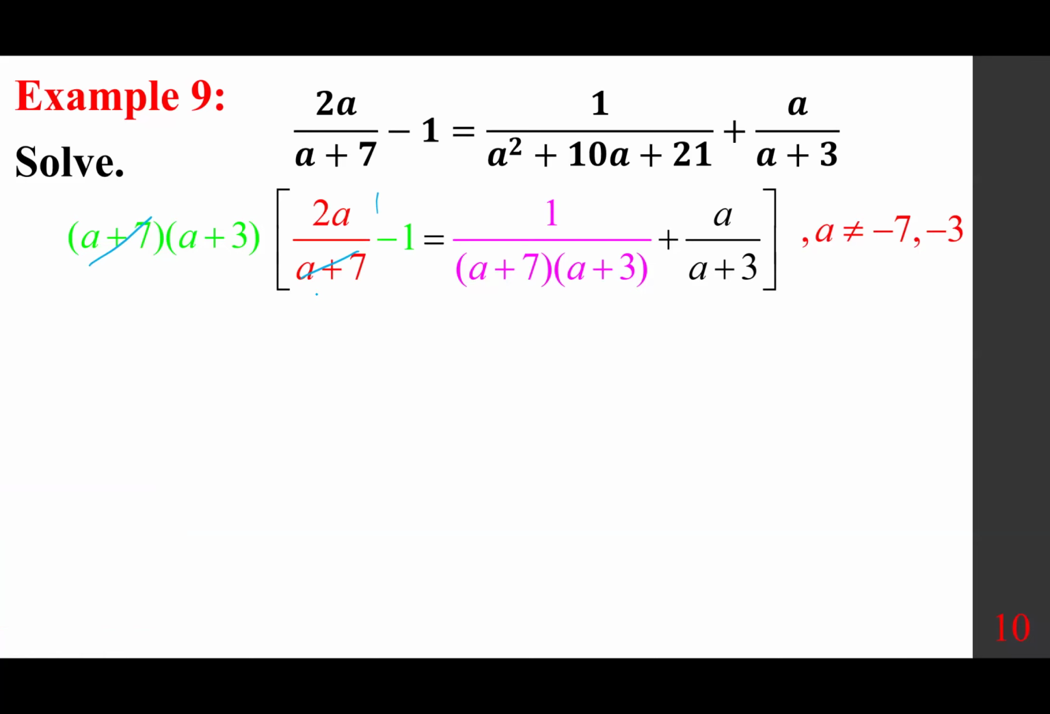So for this part, I get 2a times a plus 3, or a plus 3 times 3. This one simply multiply by this. So that's not a big deal. Let's go to the right side. When you multiply this one by this one, you just get 1, because a plus 7 times a plus 3 cancels out a plus 7 times a plus 3.